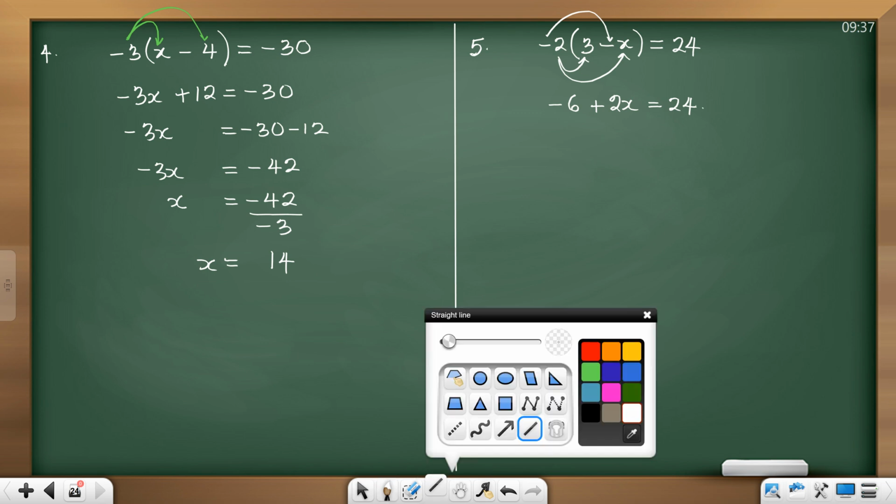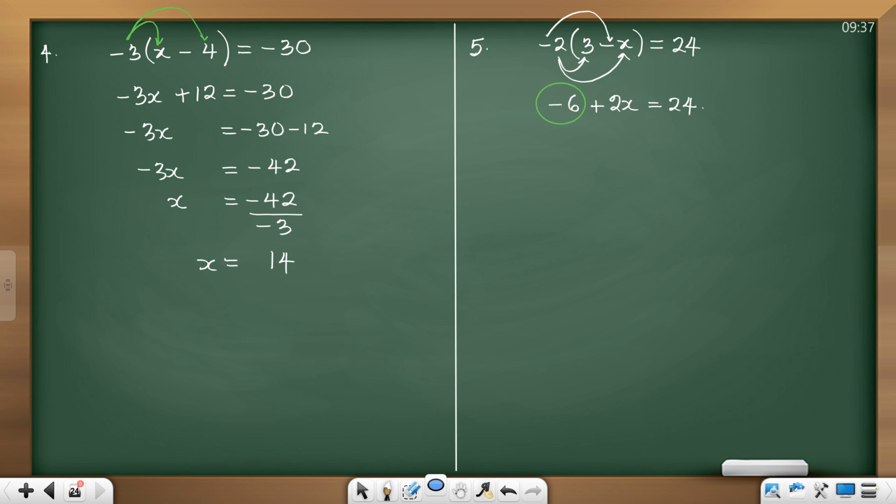The next thing would be to get rid of the negative 6 on the left hand side. I'll keep this. The negative becomes a positive. Now, what is 24 plus 6? That is 30. The 2 was multiplying, now divides. Beautiful. X equals to 15. I'll look at 3 more examples, and the session will be over, not too long.